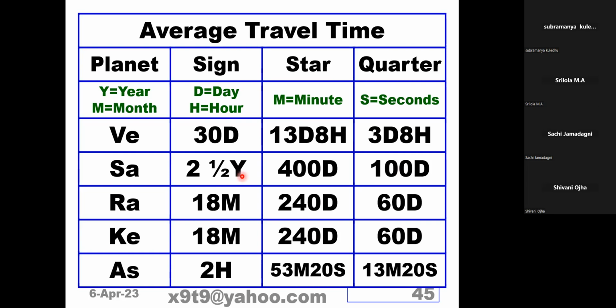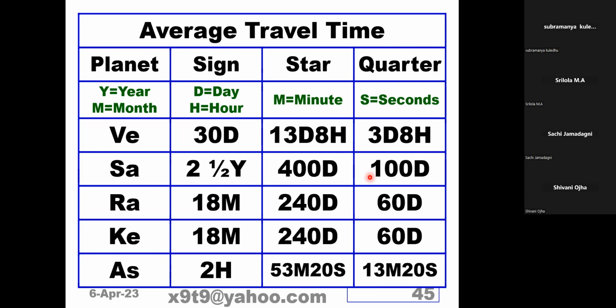Now you can observe here that as the planet is at a greater distance from the Earth, the travel time taken is more. The travel time required for even crossing one pada or quarter is more when the planet is located at the farthest distance. After Saturn, we will have Uranus, Neptune, and Pluto.